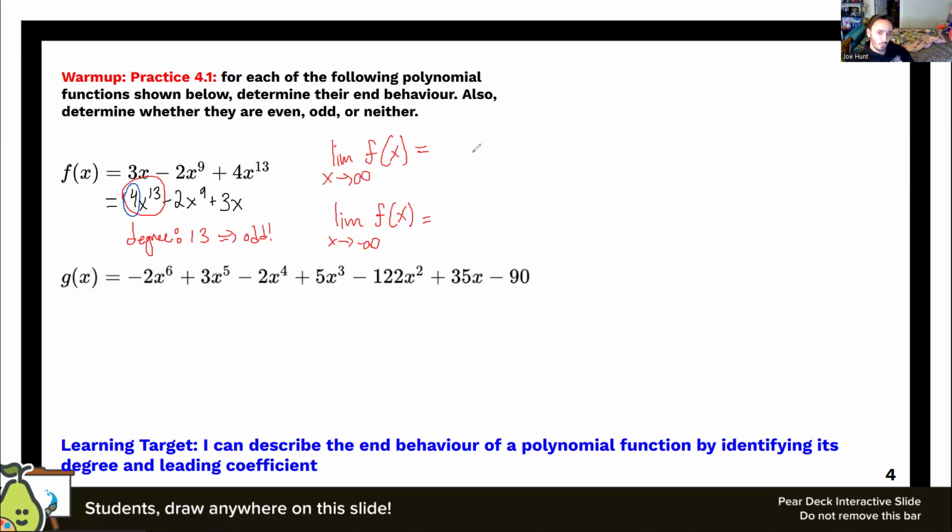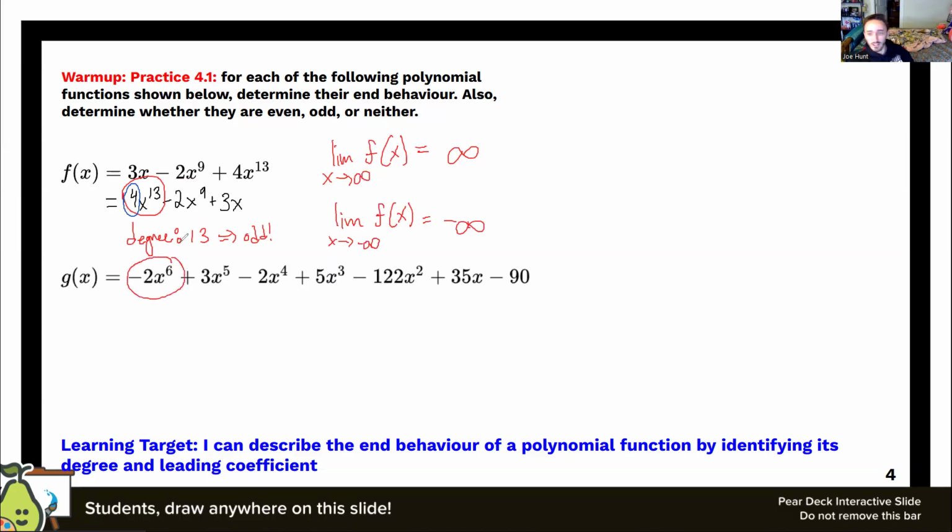Now, as it goes way to the right, I'm going to see eventually that the graph goes up forever to positive infinity. As I go way to the left, I'm going to see that this graph goes down forever towards negative infinity. And I've got the end behavior for that more or less figured out. I can do the same thing for my function for g of x.